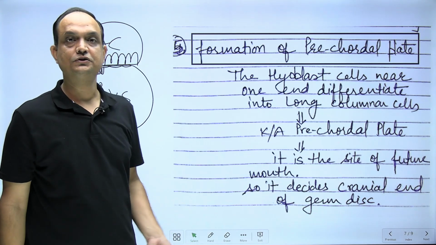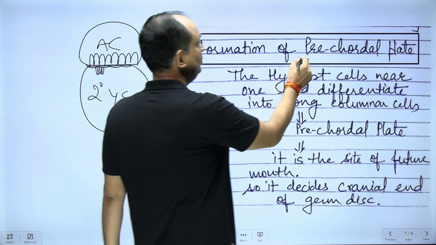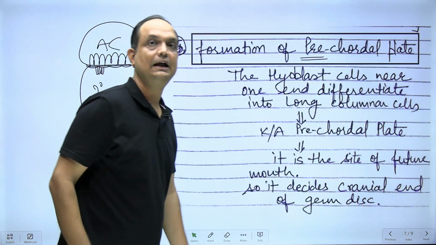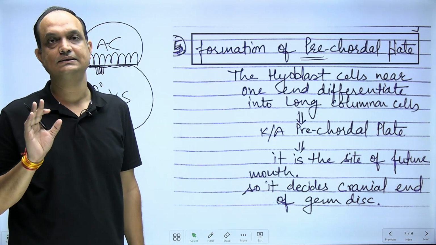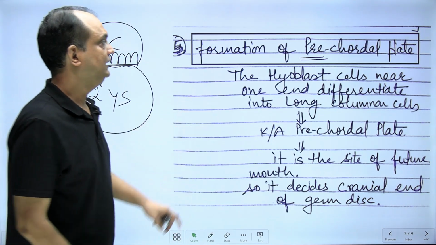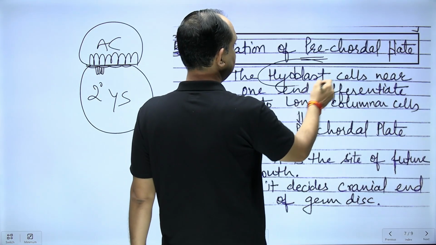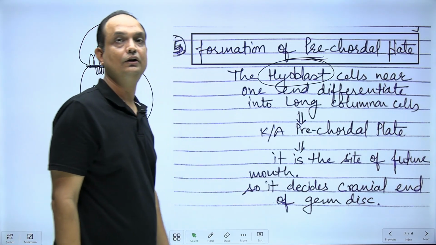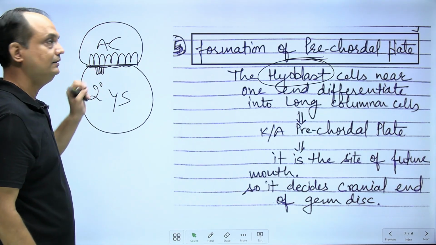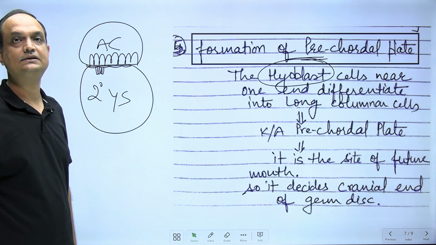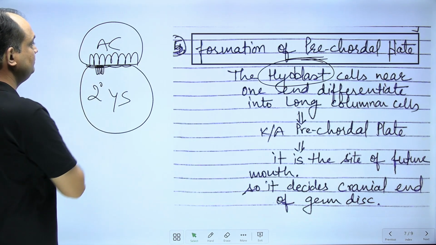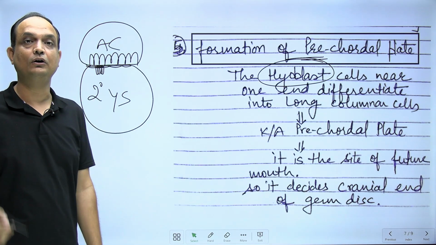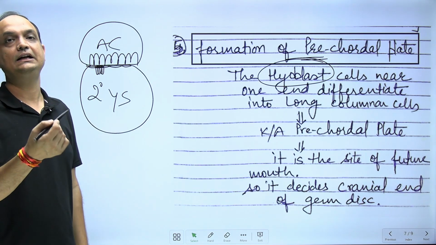So the first question that comes is, precaudal or procaudal plate arises in which layer of the germ disc? Answer is hypoblast cell layer. So there is a differentiation that occurs in the hypoblast cell layer near one end of the disc. Now this end where the hypoblast cells modify into long columnar cells is going to form your future mouth. So appearance of precaudal plate decides the cranial end of the disc.